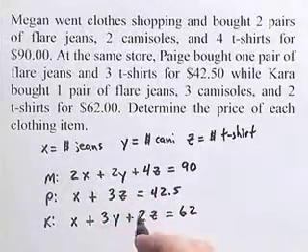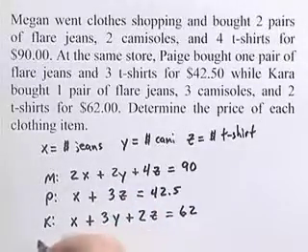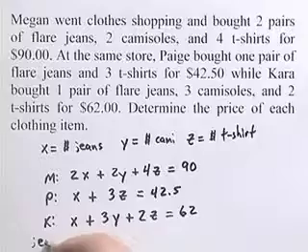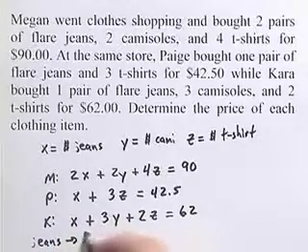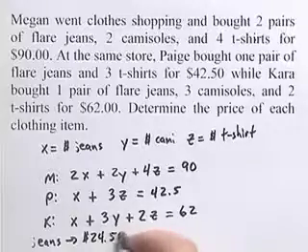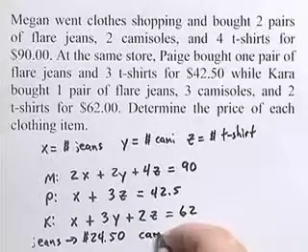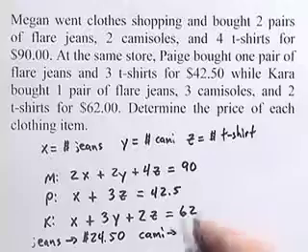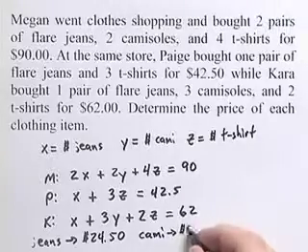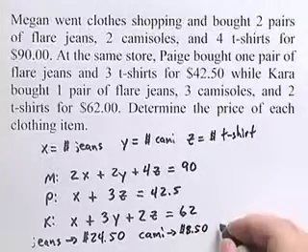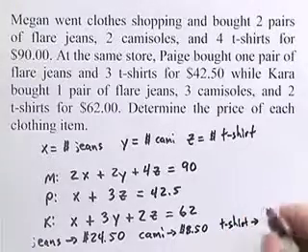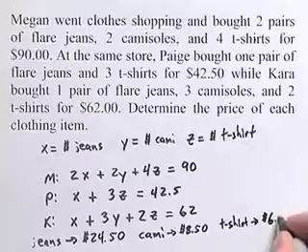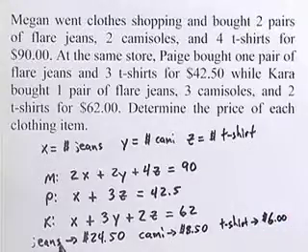So coming back to our system, we can see that each pair of flare jeans costs $24.50. Each cami will cost $8.50. And each t-shirt will cost $6. And so we found the price for jeans, for the camis, and for the t-shirts.